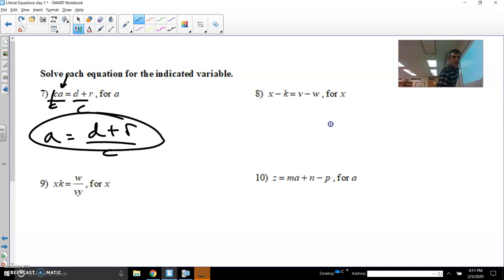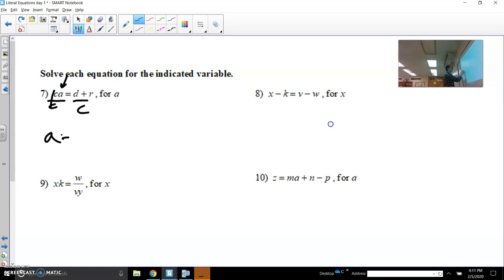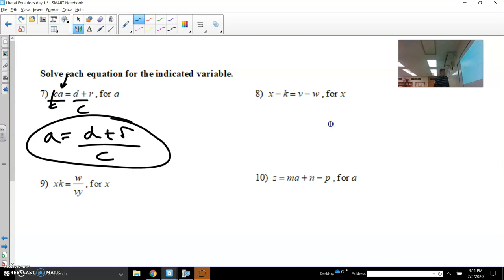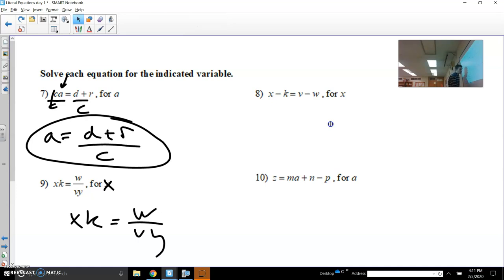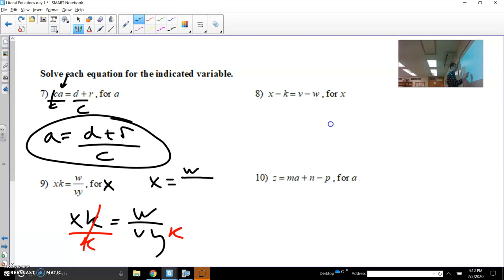Okay. I want to make sure everybody can read that. It's kind of hard to read. A equals D plus R over C. All right, another one I want to talk about is 9. If you're solving for X, trying to get X by itself, really I only need to move K. And K seems to be multiplying, so I want to divide it. Now, the best way to write this division on the other side is to just put it in the denominator with those other values. So I think that would be my best answer. X equals W divided by V, Y, and K.